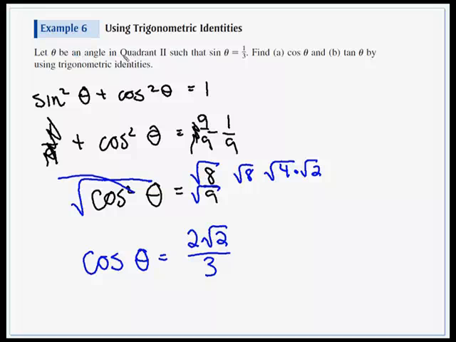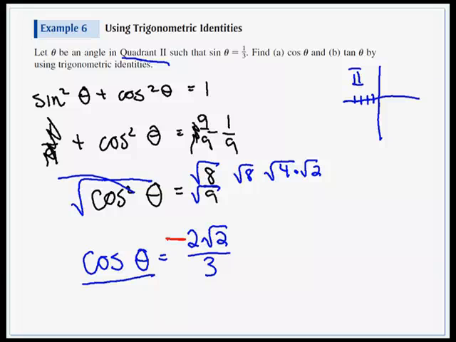Now it says we are in quadrant 2. Cosine has the same sign as our x values. So here I'll draw a quick little xy axis, and we're in quadrant 2. If I'm in quadrant 2, again, cosine is paired up with our x coordinate. Well, if I'm in quadrant 2, I'm on the x-axis here, and that is negative territory. So because we know that, this has to be a negative 2 square roots of 2 over 3.